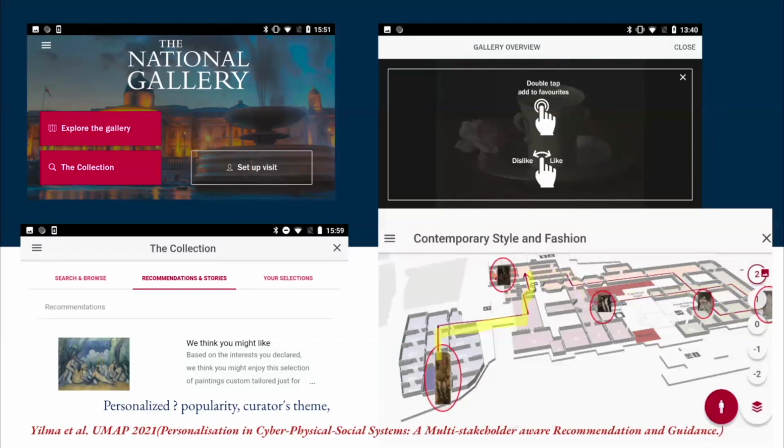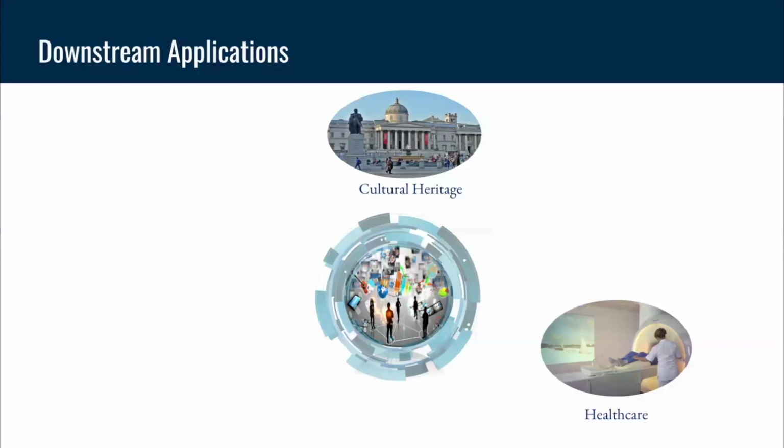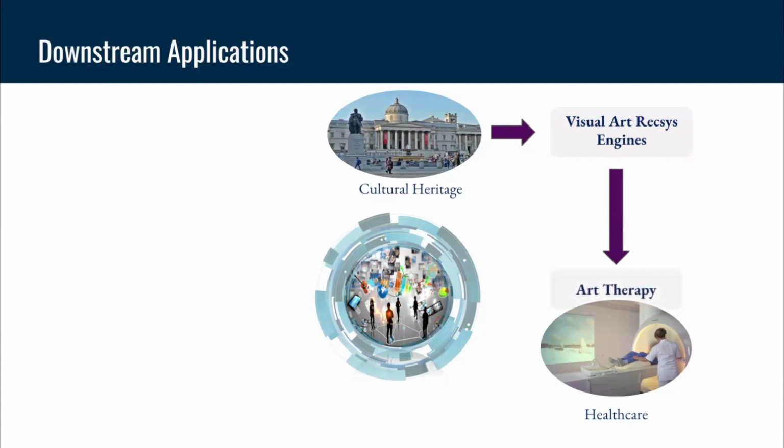healthcare? So now I will be shifting into a completely different domain, but the underlying architectures and the techniques that I will be talking about remain the same. So we talked about cultural heritage, we talked about visual arts recommendation systems, but in healthcare, particularly in mental health care, what can be the potential applications of these systems? So art therapy, particularly in hospitals.